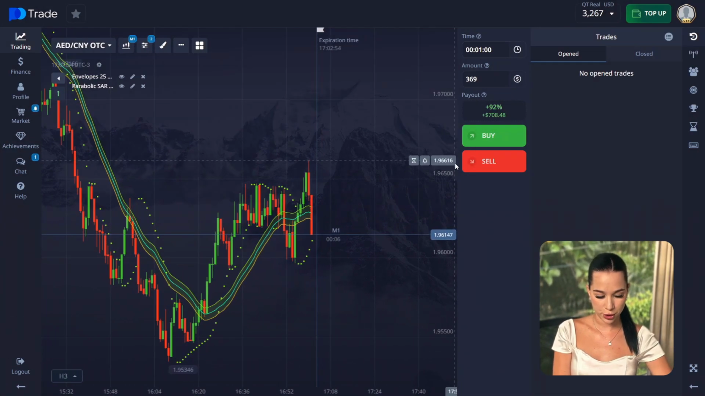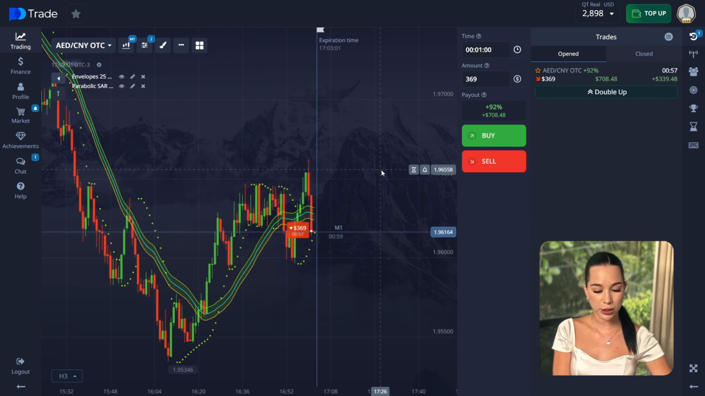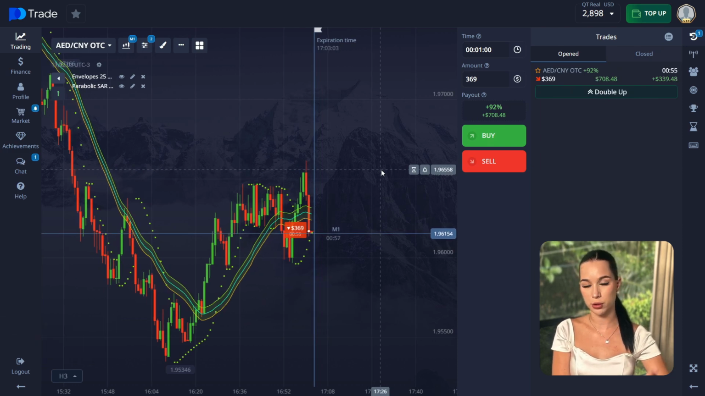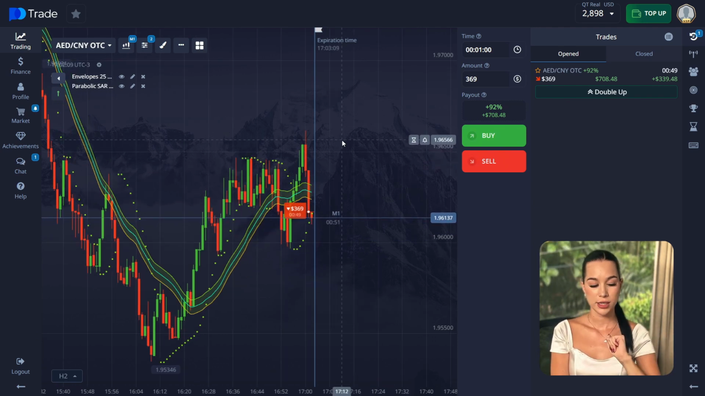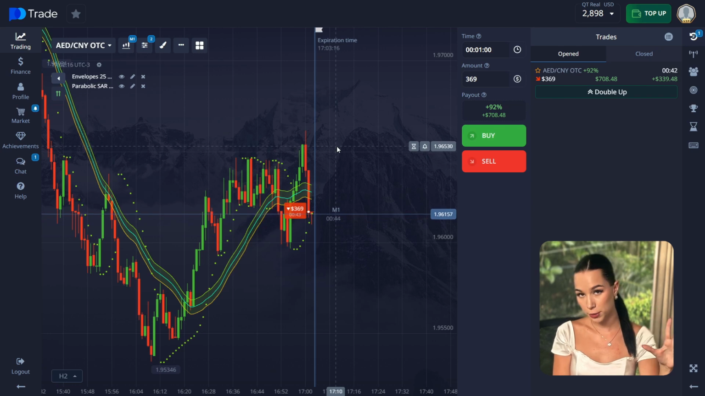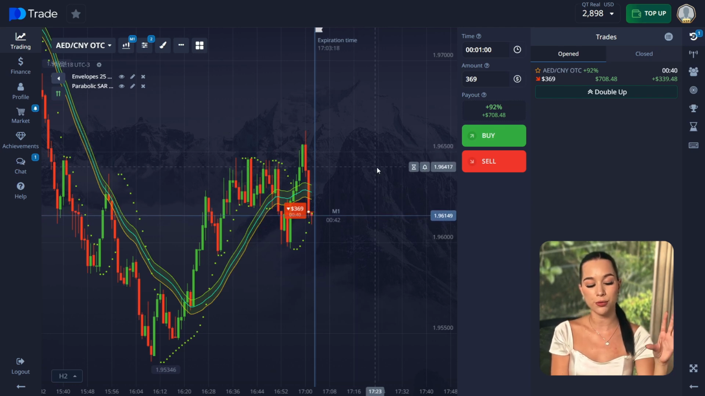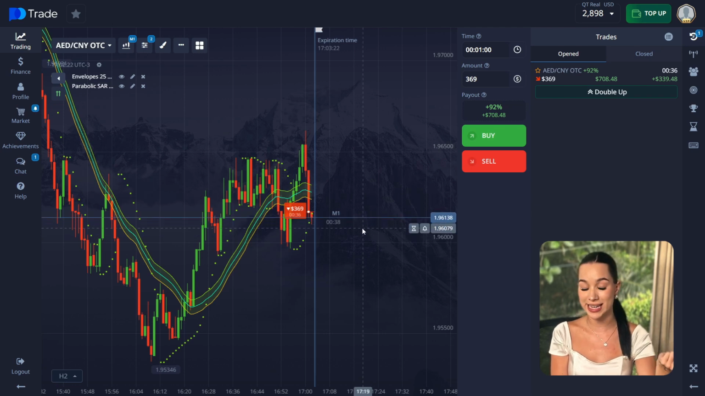So we wait for a good entry point, and we open a sell trade here for 1 minute. Let me tell you more about these indicators. First of all, Parabolic SAR is a technical indicator to determine short-term momentum. It works really well for capturing profits by entering the trade during a trend in a steady market.